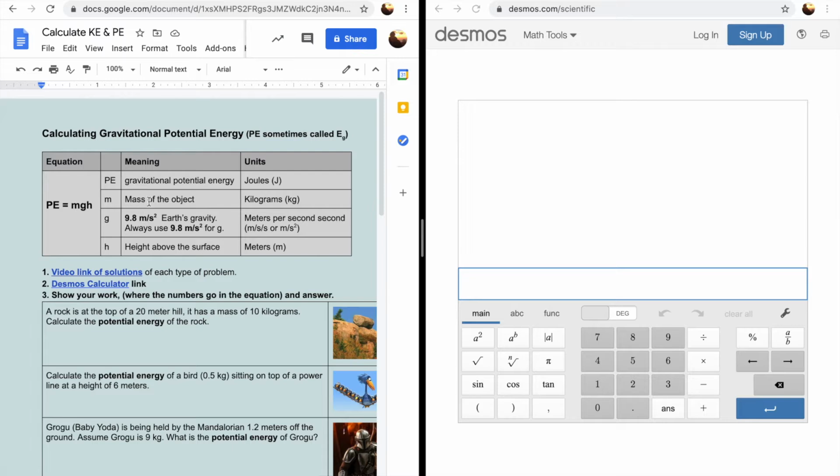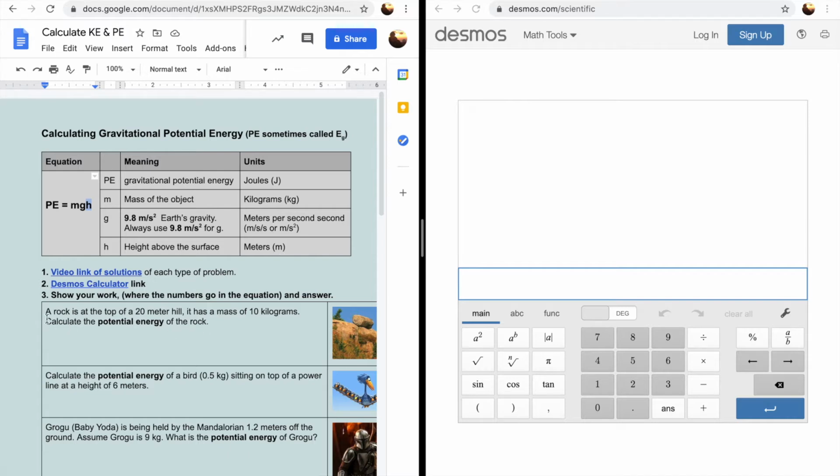M is the mass in kilograms, so for the number that goes there, look for a kilogram. G is the gravitational constant, Earth's gravity, 9.8 meters per second squared. That number for G is always just 9.8 when we're near the Earth's surface, and that's where all these problems are taking place. The height above the Earth's surface, or the reference surface, is going to be in meters, so look for the meters to go in there.